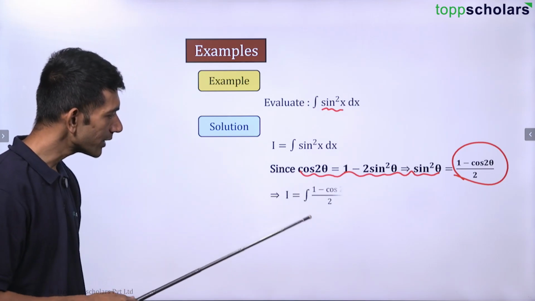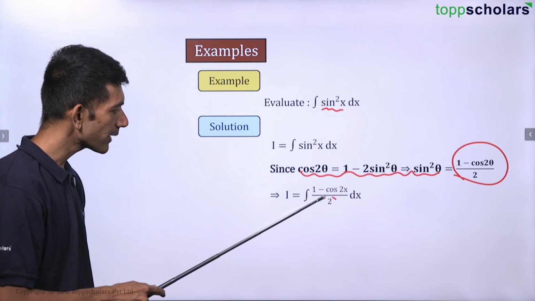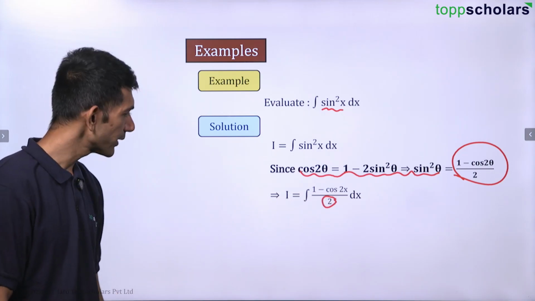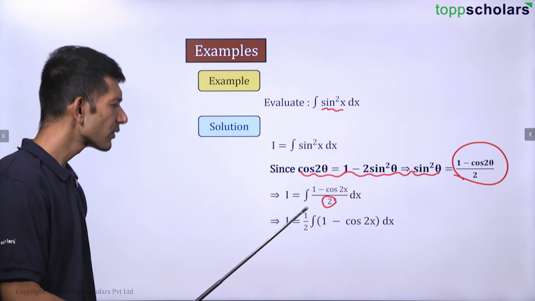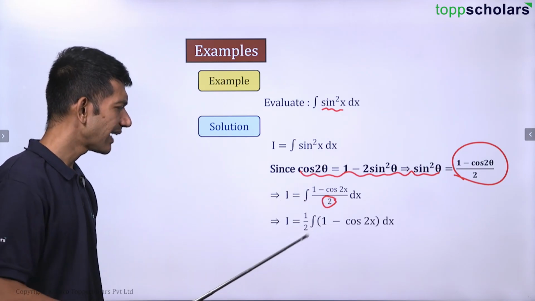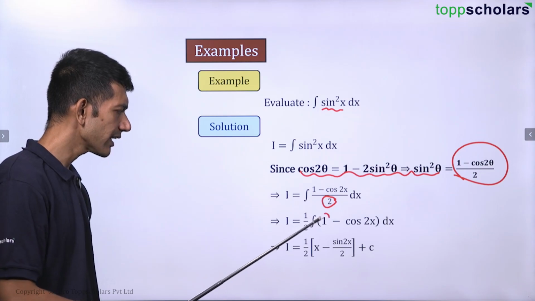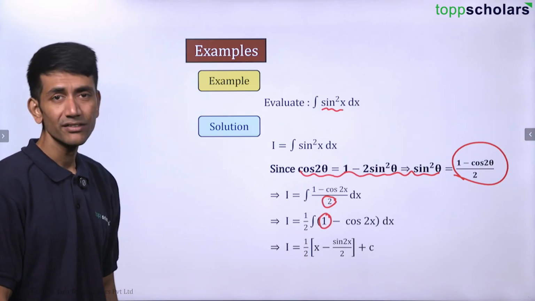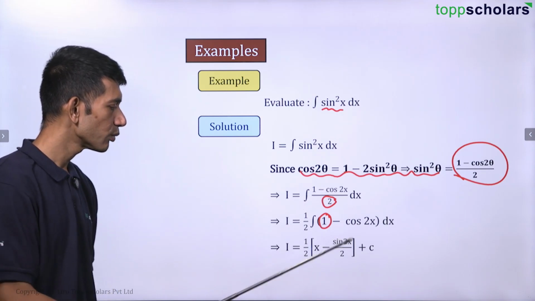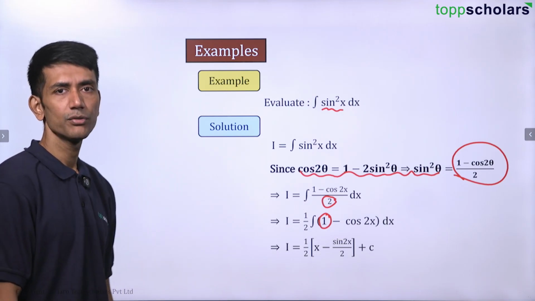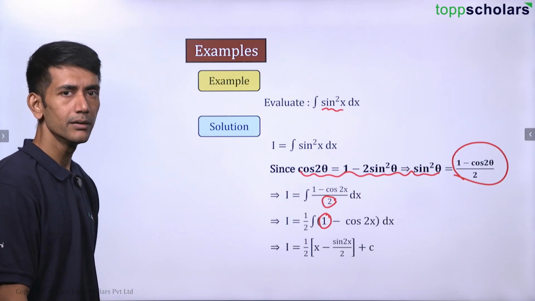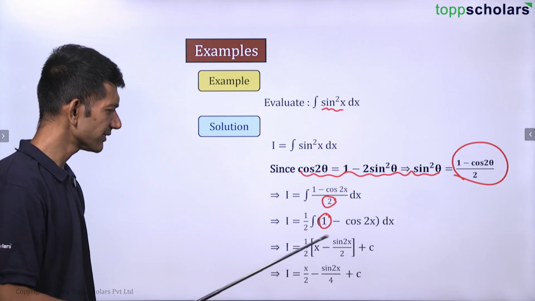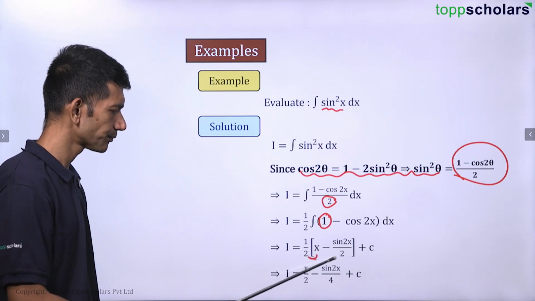So this becomes 1 minus cos 2x by 2. Now separate this 2 in the denominator. That is 1 by 2 minus cos 2x by 2. You can take 1 by 2 outside and then separate it. The integration of 1 is x. The integration of cos 2x is sine 2x by 2, plus c. I hope this part is clear to all of you. Simple. Let's continue further. And then this is the same, you can multiply the 2 inside.